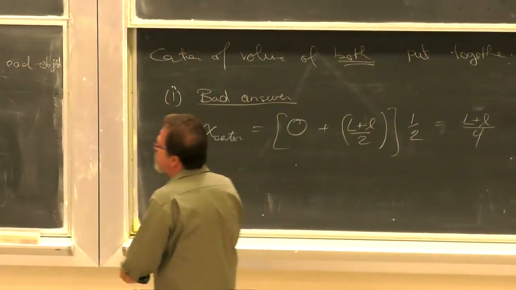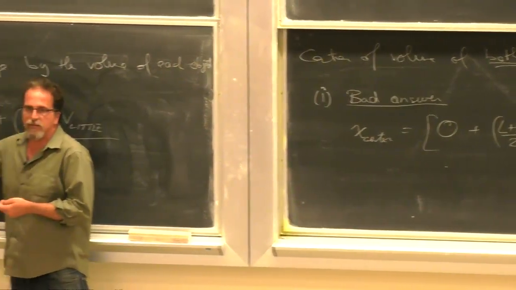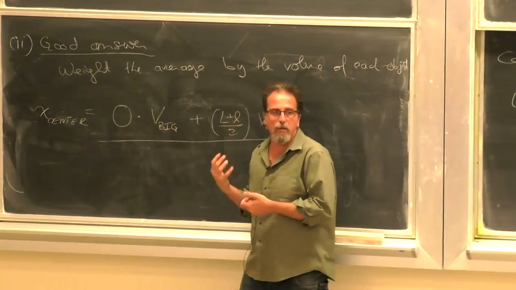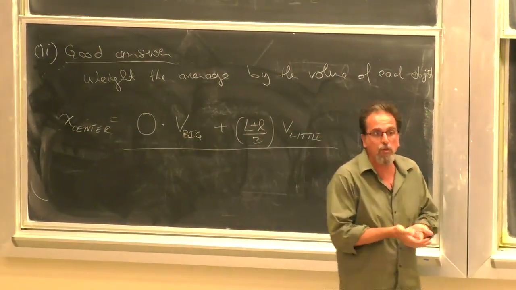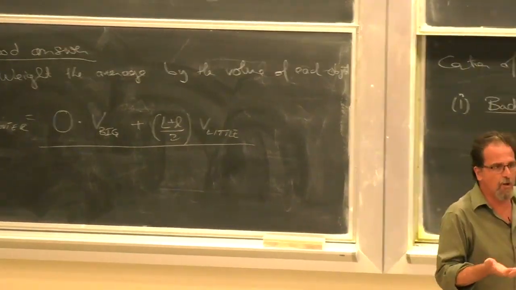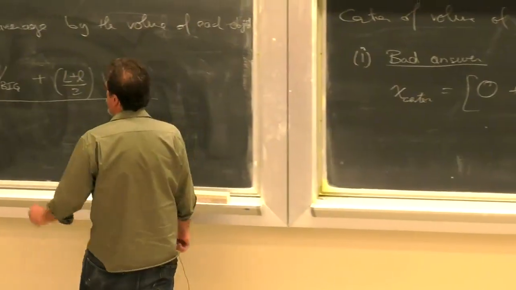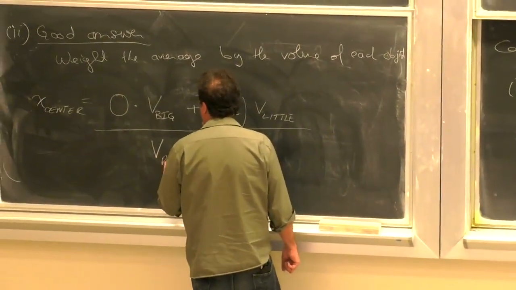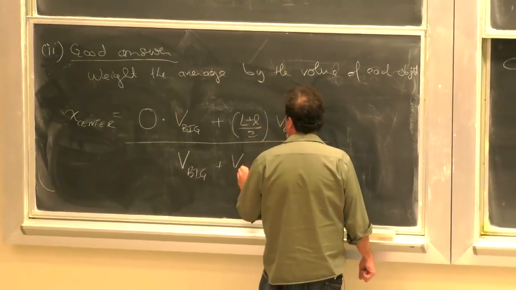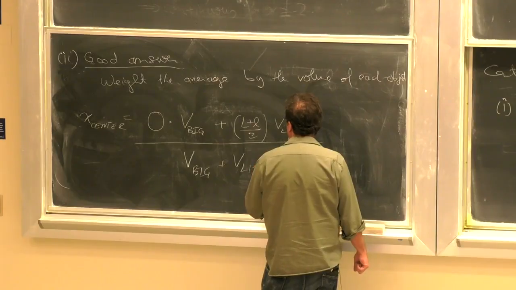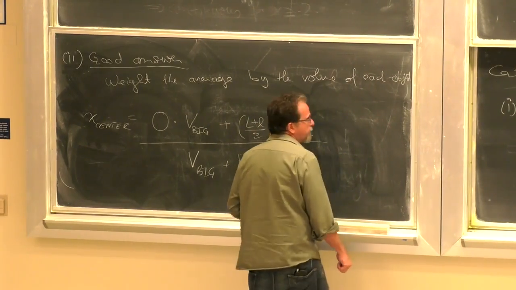Well, this must be a length. So this is a length times a volume plus a length times a volume. I must divide it by the volume. Which volume? The total volume. So this is going to be V big plus V little.